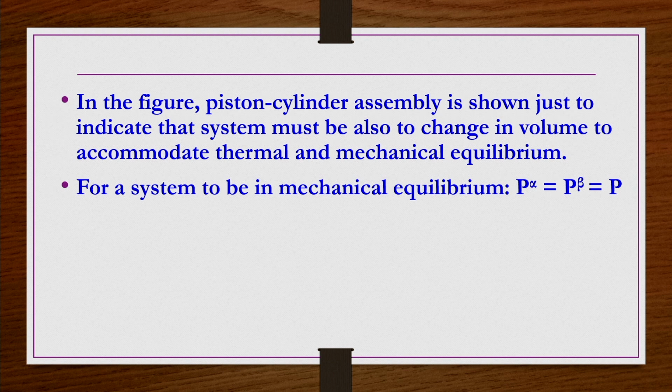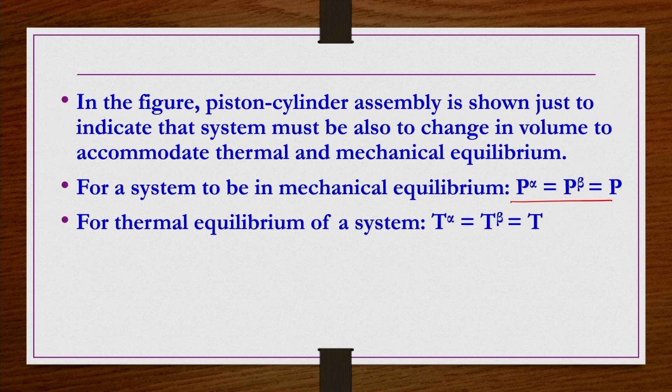For a system to be in mechanical equilibrium, we know that P alpha equals P beta, that is equal to one constant P. Similarly, for a system to be in thermal equilibrium, T alpha equals T beta equals some constant temperature T. That is, in both the phases temperature is the same, and in both the phases pressure is the same if mechanical equilibrium is also there.